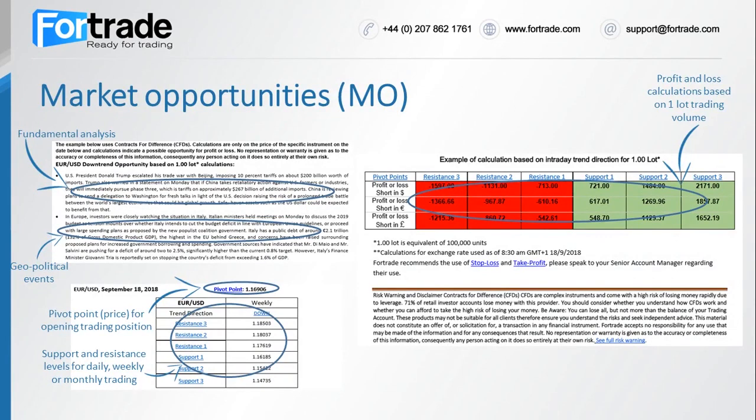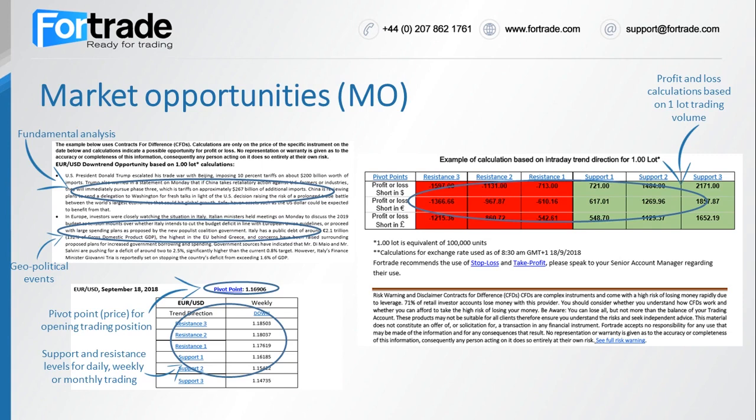Here is an example of a recent market opportunity. You can see fundamental analysis on what's going on with the euro-dollar currency pair. You can see this is a downtrend opportunity over a weekly period, since our analysis suggested that the euro would decline in value against the dollar.